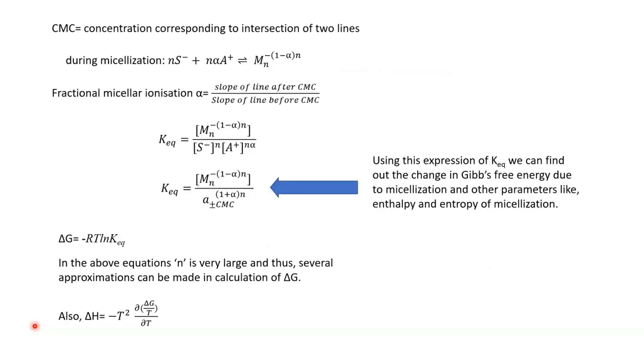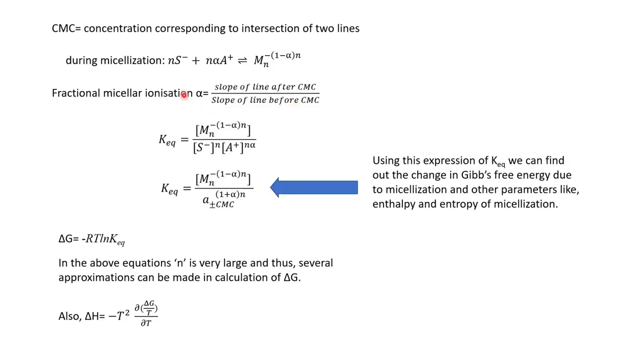So we can establish an expression of equilibrium like this: during micellization, n number of sodium dodecyl sulfate ions, or the surfactant ions, plus n alpha number of sodium ions, that is represented by A plus, stay in equilibrium with micelle molecules which aggregate with n number of surfactant molecules and have the charge minus of (1 minus alpha) n. So here CMC is the concentration corresponding to the intersection of two lines, and the fractional micellar ionization can be given as alpha is equal to slope of line after CMC divided by slope of line before CMC.